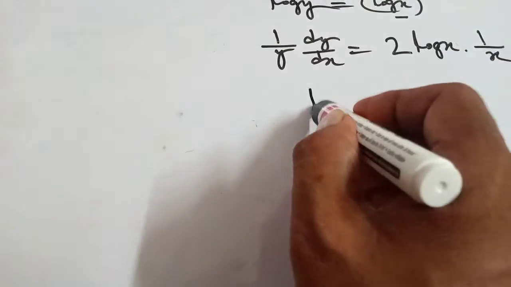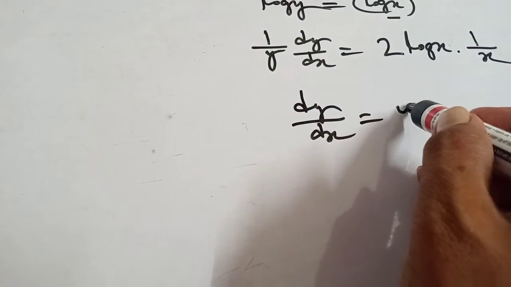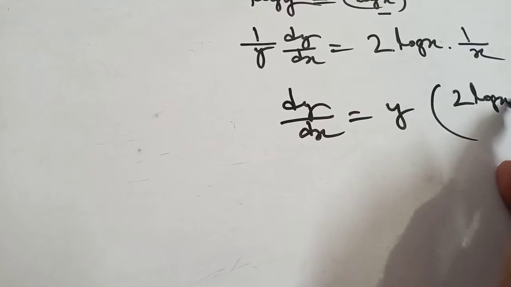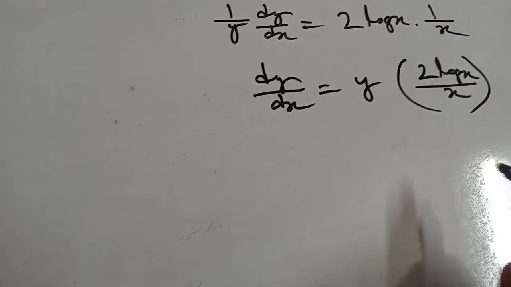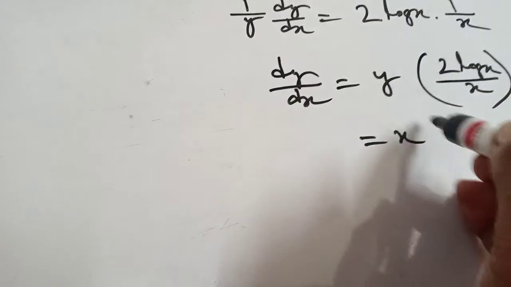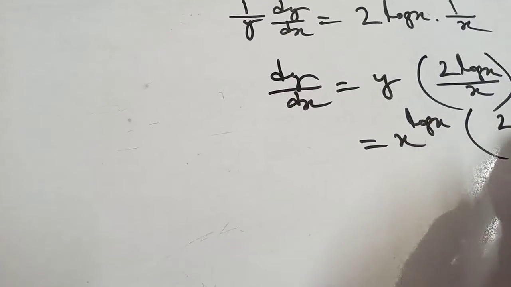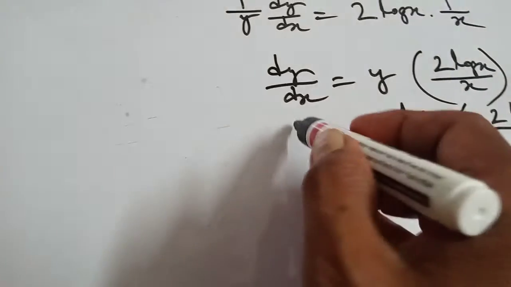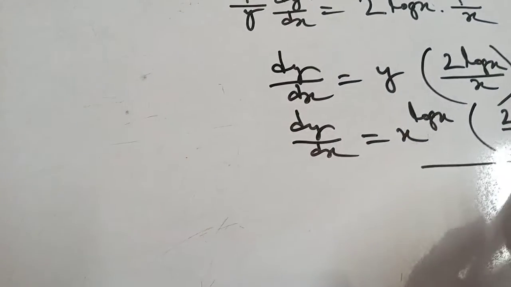Now dy/dx equal to y into 2 log x by x. Now putting the value of y, it will be x to the power log x into 2 log x by x. This is dy/dx. This is the answer.